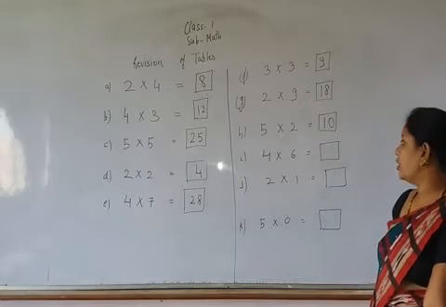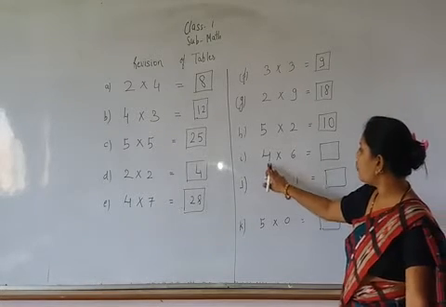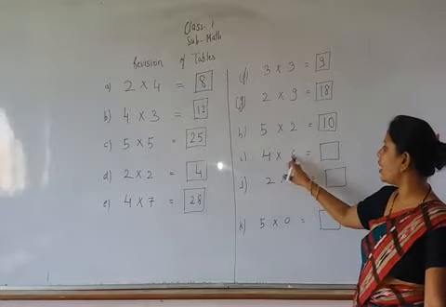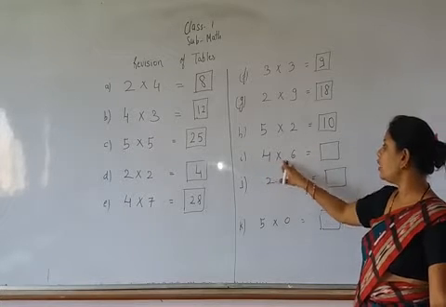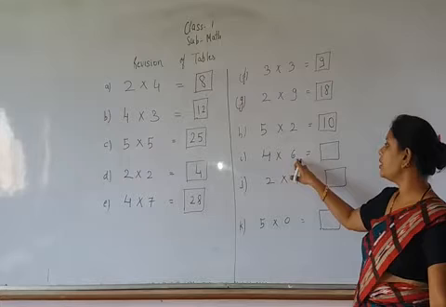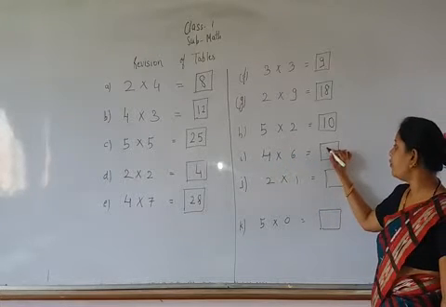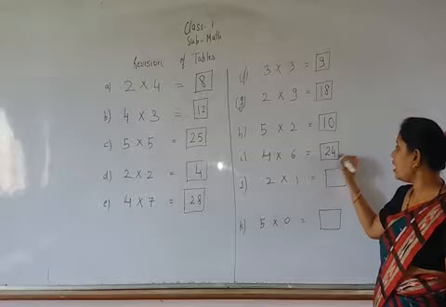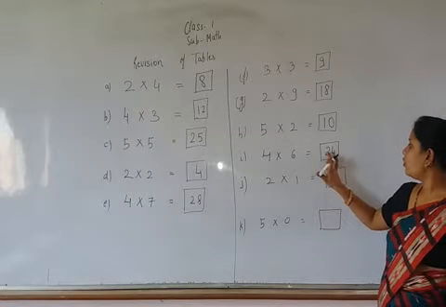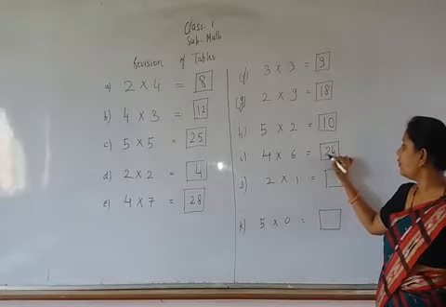Now the next question. What are the numbers? 4 and 6. So 4 into 6 or 4 6s are 24. 4 6s are 24.